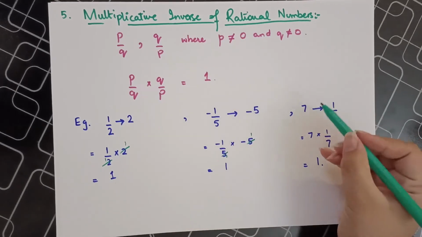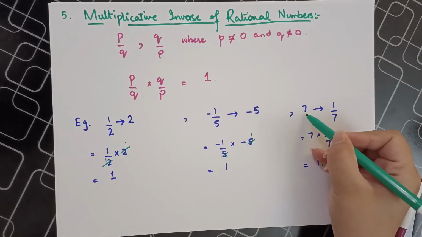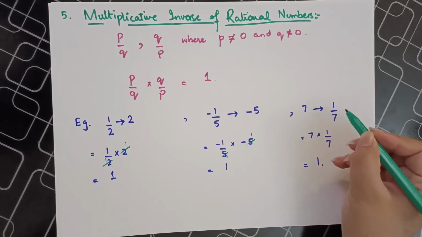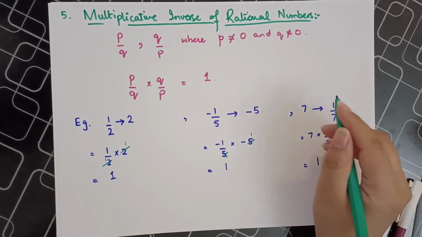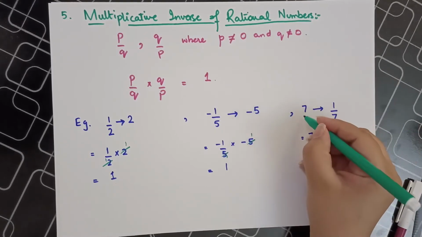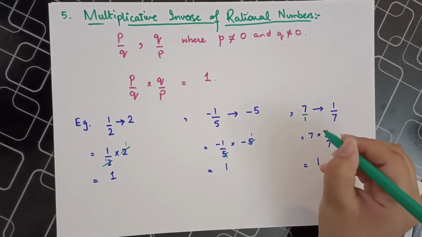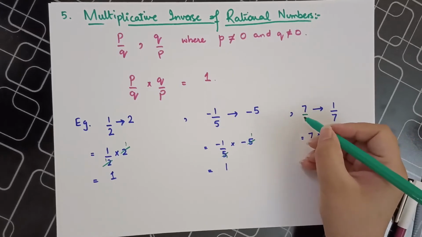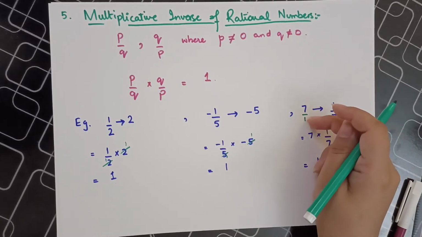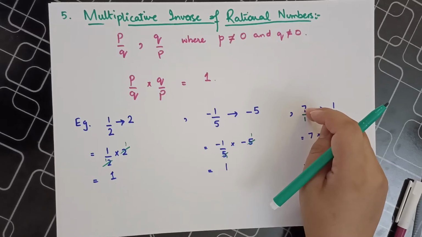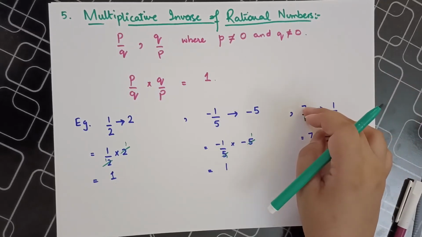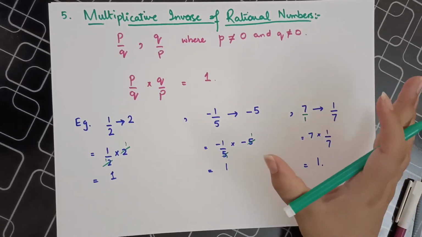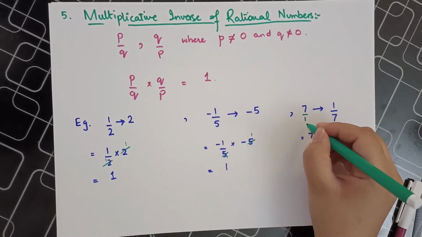Now here, have a look. It's a whole number 7, or an integer 7. When you take its multiplicative inverse, you know that we don't write any 1 beneath any number, because when you divide anything by 1, basically the denominator is dividing the numerator. So when you divide anything by 1, the numerator remains the same. That's why in case of natural numbers, whole numbers, or integers, we don't write 1 in the denominator.